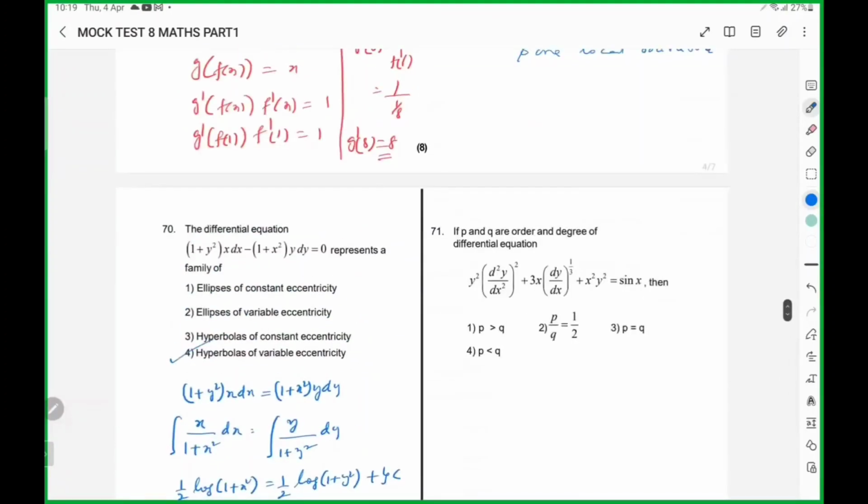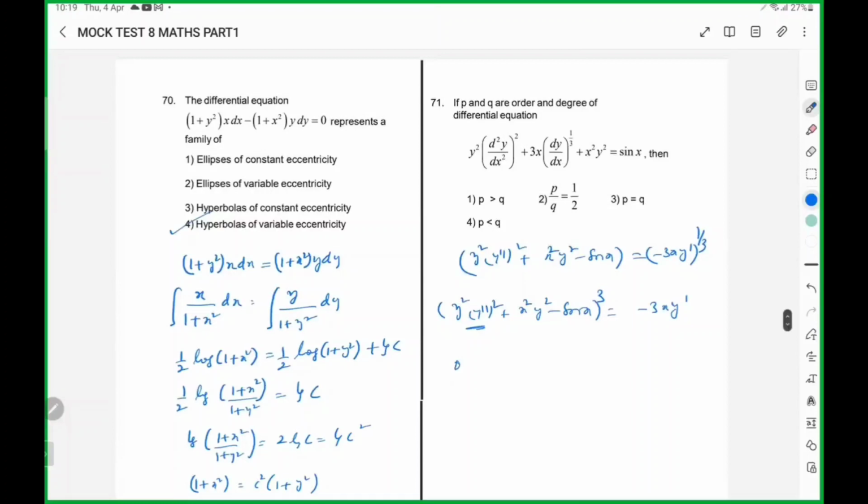Here it is y square y double dash whole square plus x square y dash minus sin x. Radical power should not be there. So raising both sides to the power 3, we will have a minus 3xy dash. With the highest order derivative, order p, which is 2, its degree is 6. So p will be obviously less than the degree.